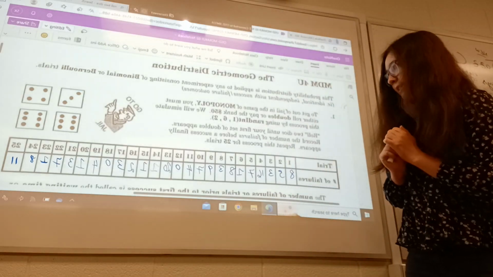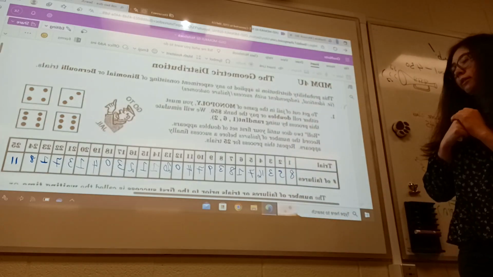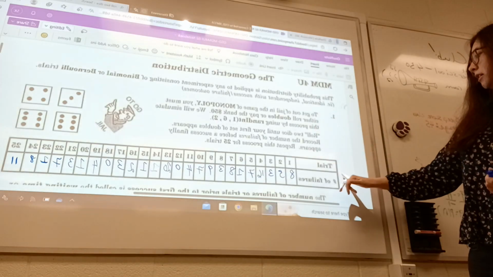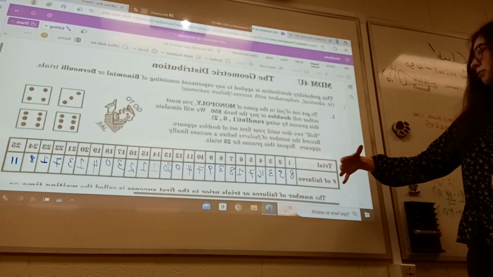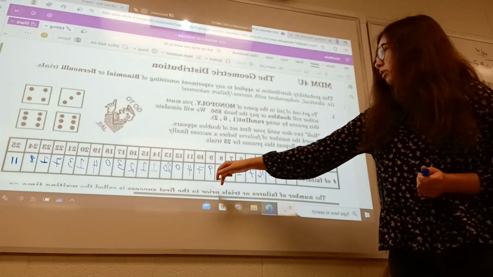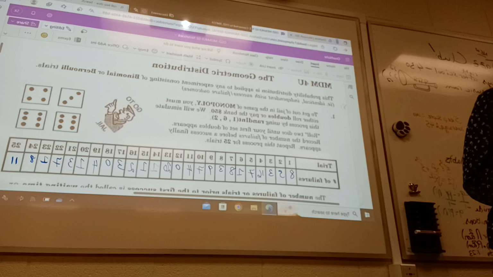All right, so as a class, we used a random dice simulator to roll 2 dice until we got doubles. And we recorded the number of failures we had, or the number of rolls we had before we got doubles.